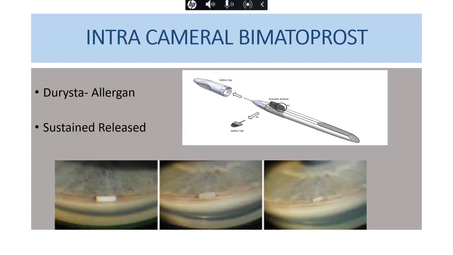So for the last one year, it's been in use in the USA. This is called Durysta, from the Allergan company, an intracameral bimatoprost. This drug already comes in a sterilized syringe with a needle, like other intracameral injections. With time it slowly dissolves, and it lasts for about 6 to 7 months. It dissolves, and then its effect lasts for nearly 1 year.